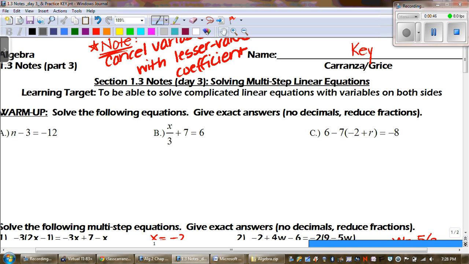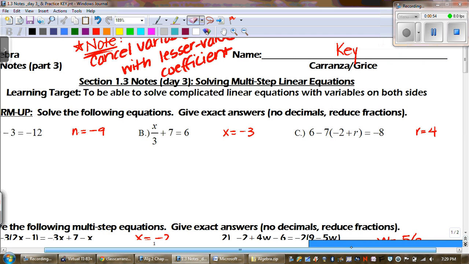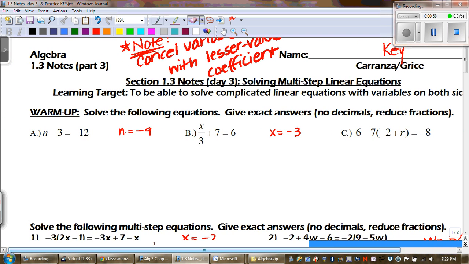Okay, now for those of you who said, oh, Mr. Grice, this is kind of tough, can we do this together? Yes, we can, but first, why don't you check to see if you got them right? Okay, so those are the answers. Now, let's go ahead and do this together. If you got it right, go ahead and skip this part.